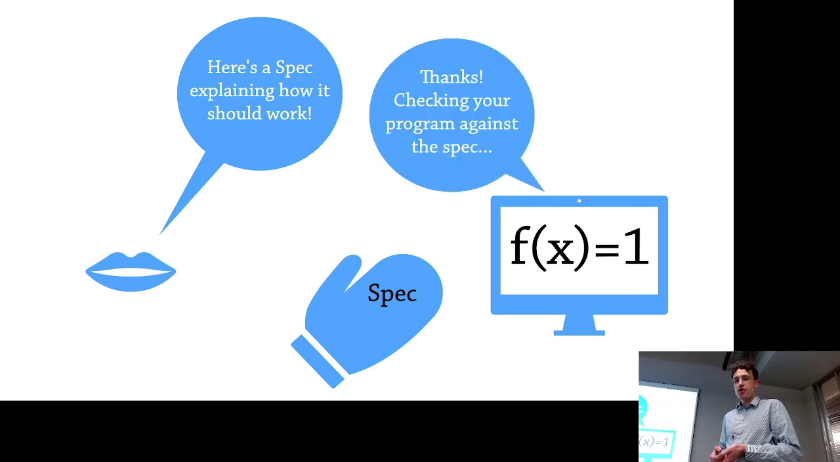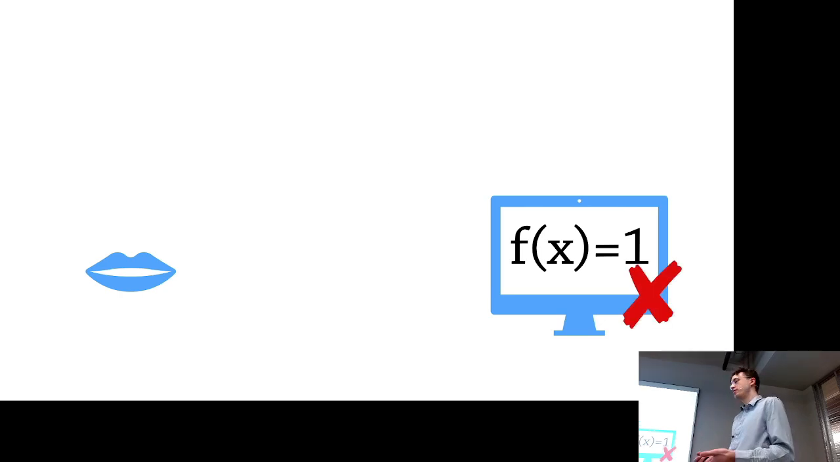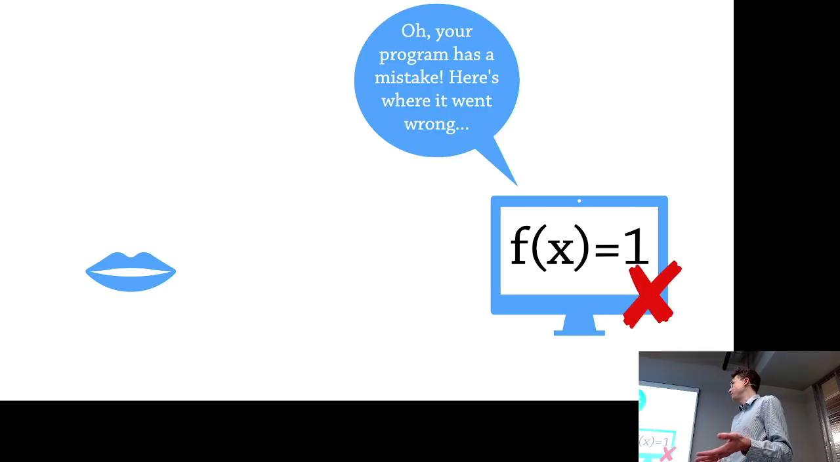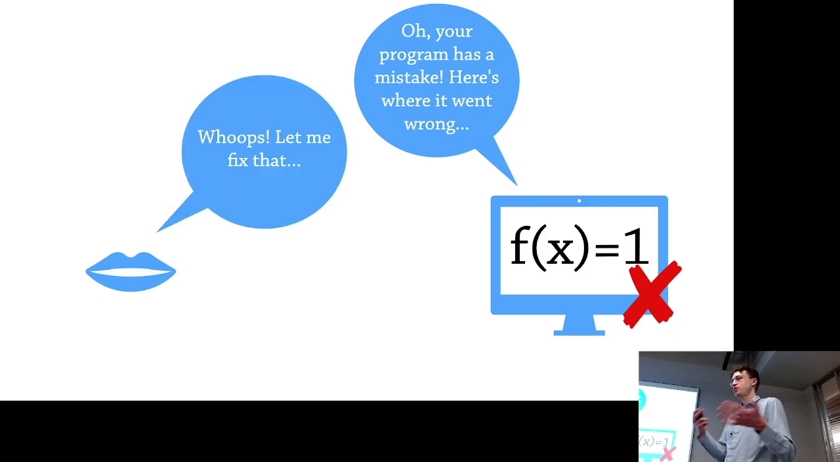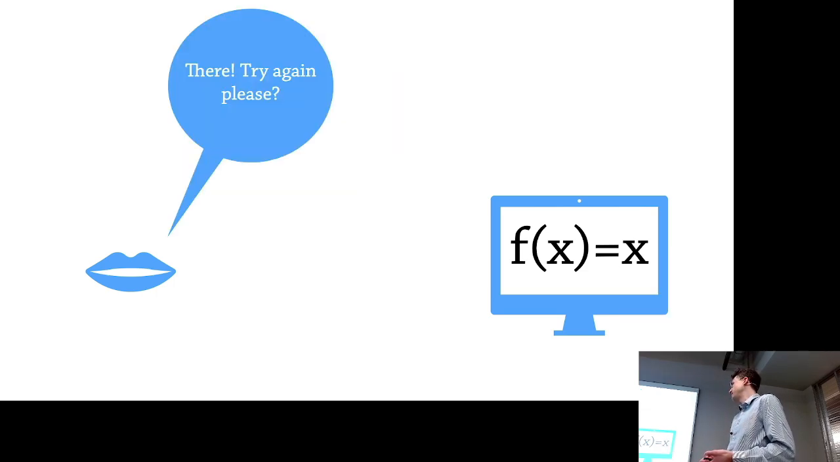And the computer says, okay, I'm going to check your program against this spec. And whoops, there's a problem. Your program has a mistake. This is where it went wrong. And then the human can say, whoa, let me fix that. Fix it. There, try again, please. And the computer can say, well, looks good enough for me for now.